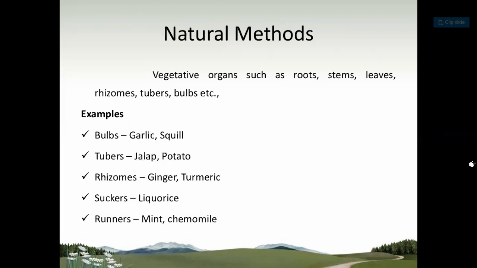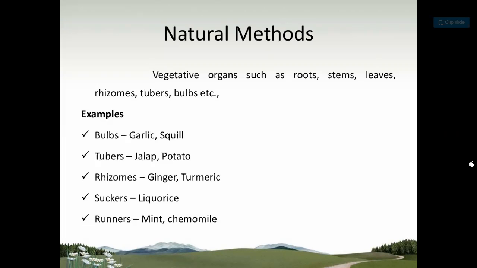Natural methods means vegetative organs, for example, roots, stems, leaves, rhizomes, tubers, and bulbs. These are the parts of the main plant we are taking to generate the new plant, right? So that's what God has given the plant in such a way, the features, that any one part may have the totipotency capacity. So what is totipotency? It is the part of the plant which has the capability to generate a new plant. That is called totipotency.